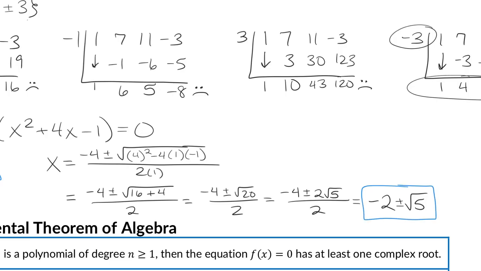The reason these numbers are not on the list, unlike the first problem we did, is because these are not rational zeros. They are called irrational zeros because they have a square root in them. They have a radical. So they don't come from my list, because my list only shows me pretty numbers, fractions and integers.